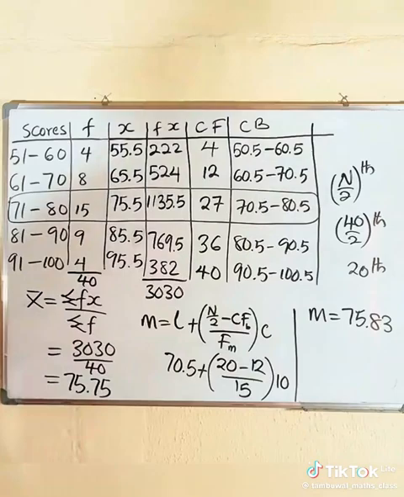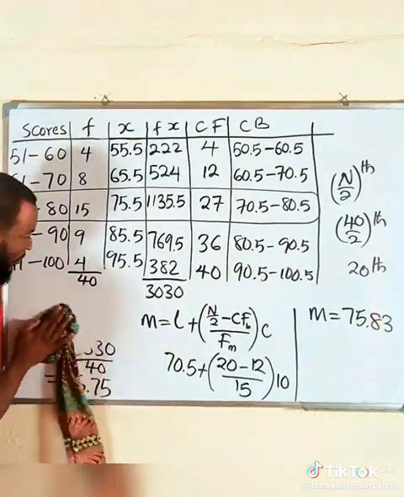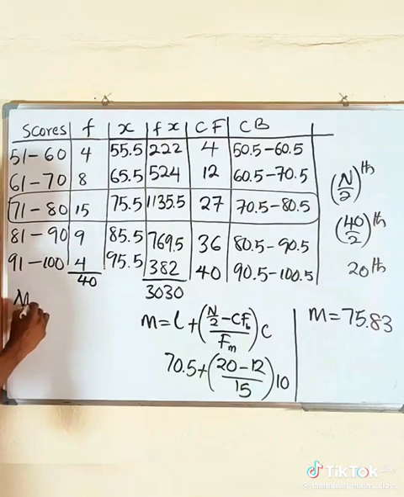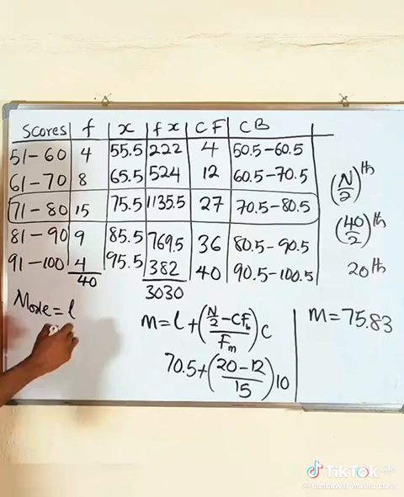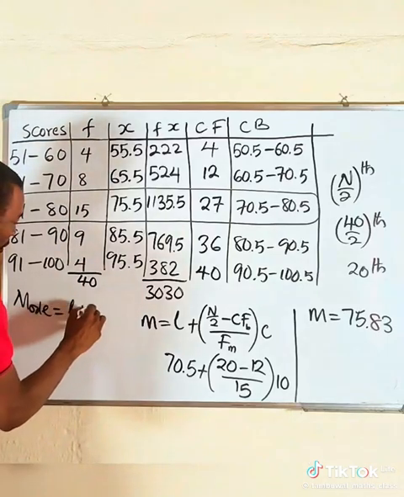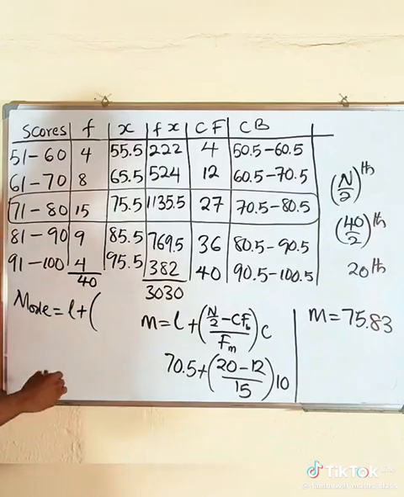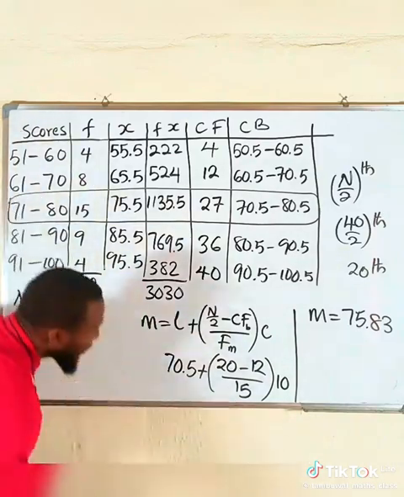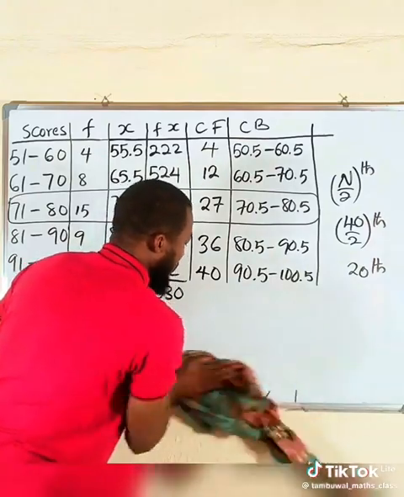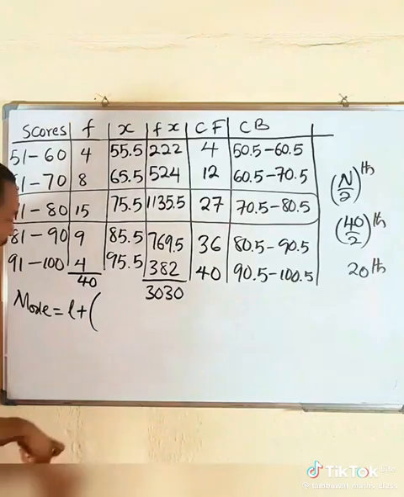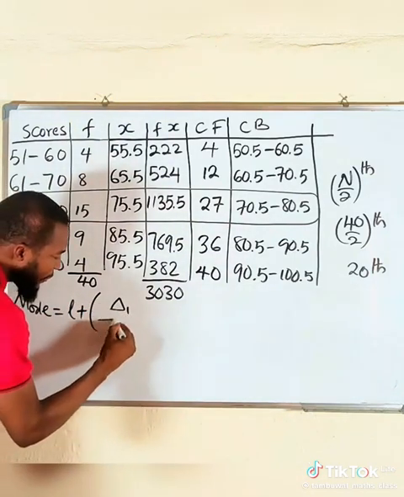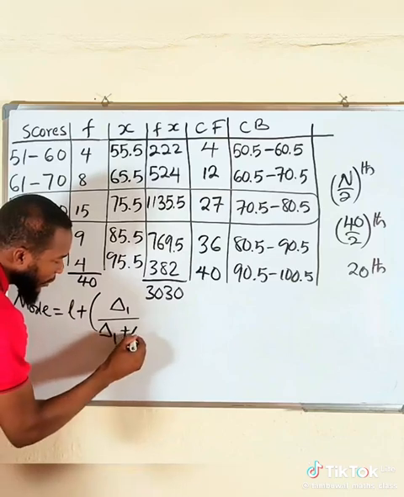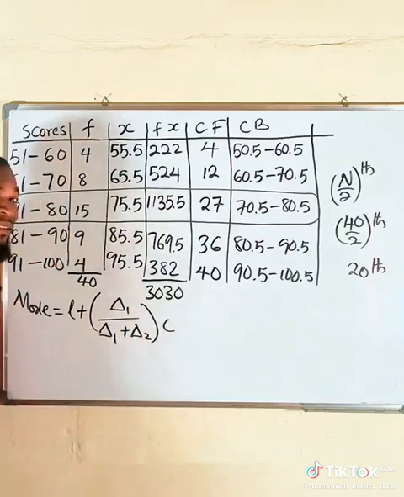We don't have more space here, so I'll be deleting some of this information. How can we calculate the mode? So let me write it in full. The mode is equal to the lower class boundary of the modal class plus, all right, anything you wish to see, you can reverse the video. Let me take down this as well. Plus delta 1 divided by delta 1 plus delta 2 multiplied by the class size.